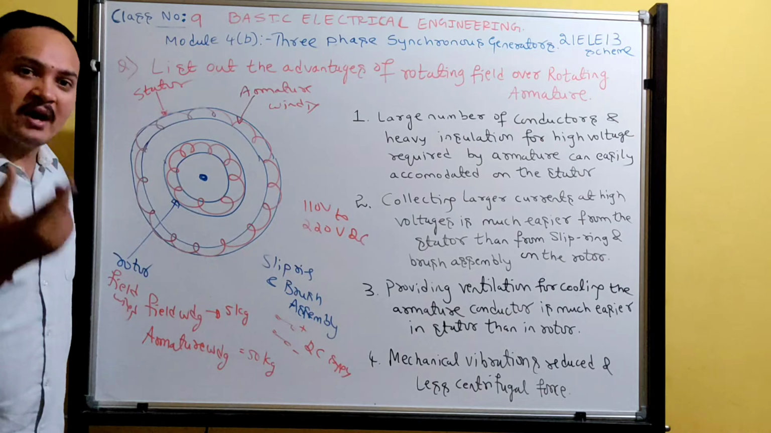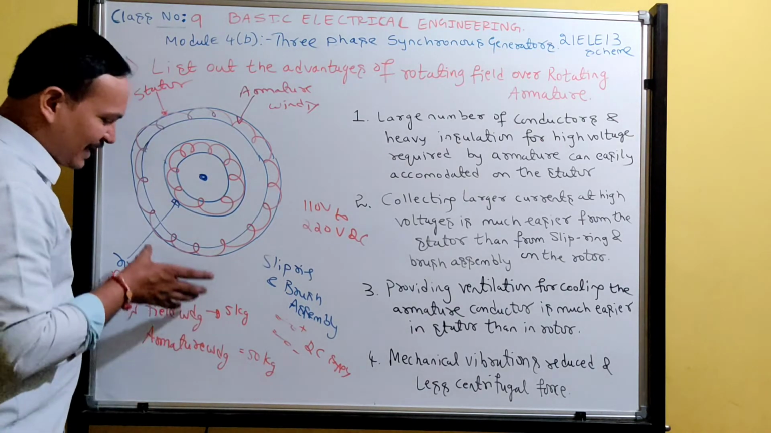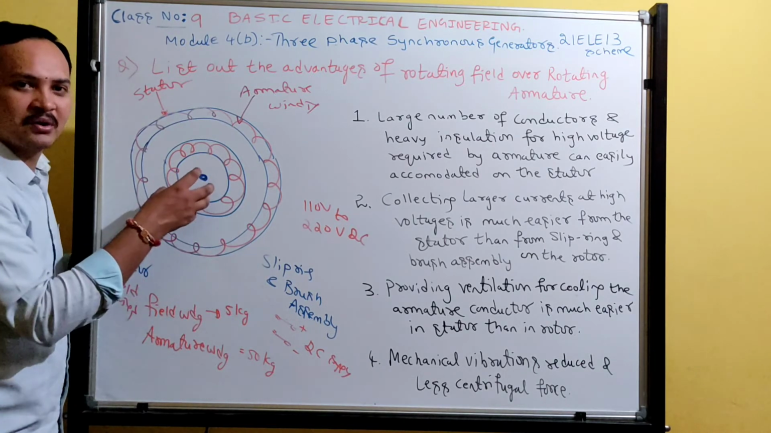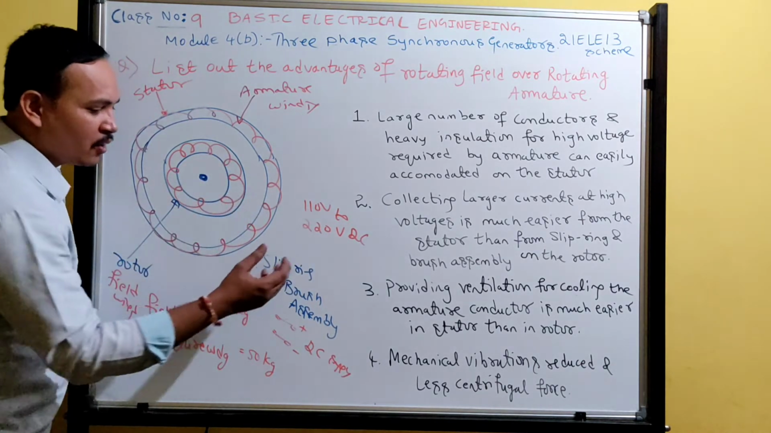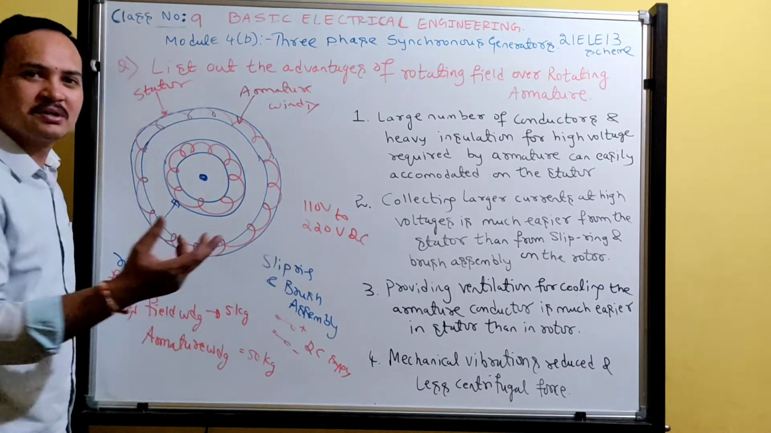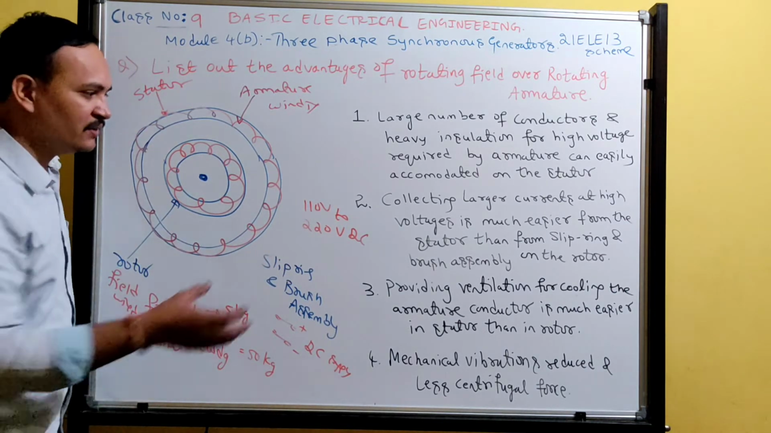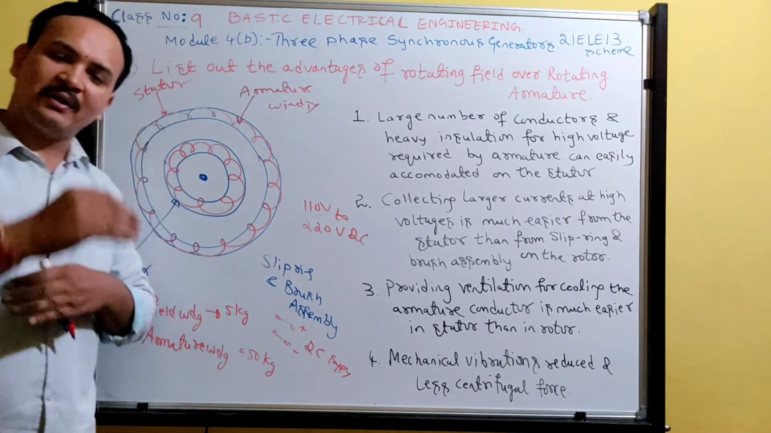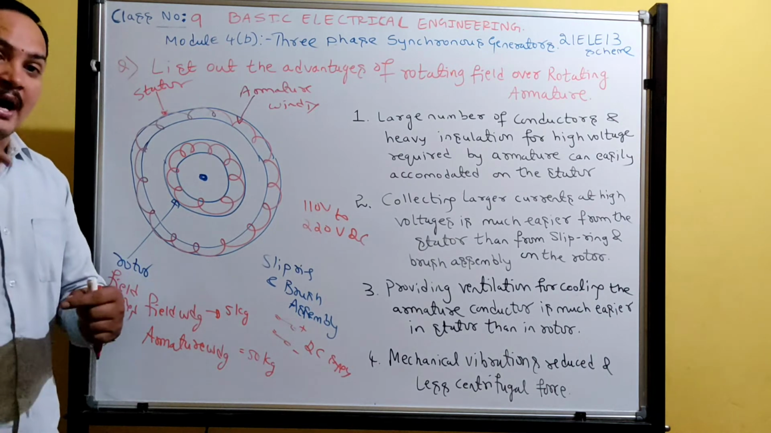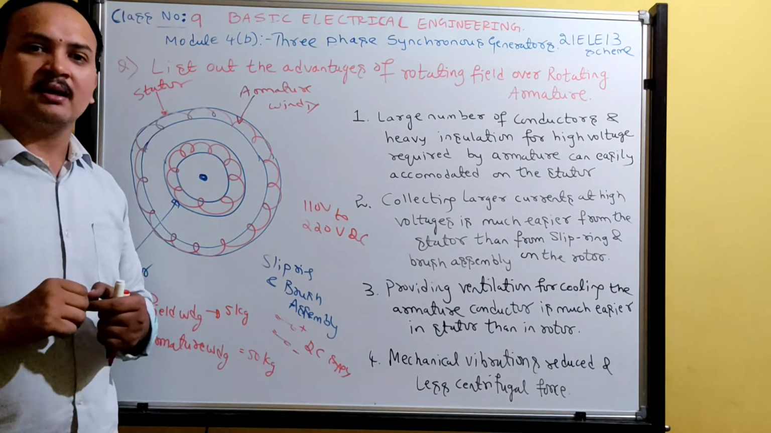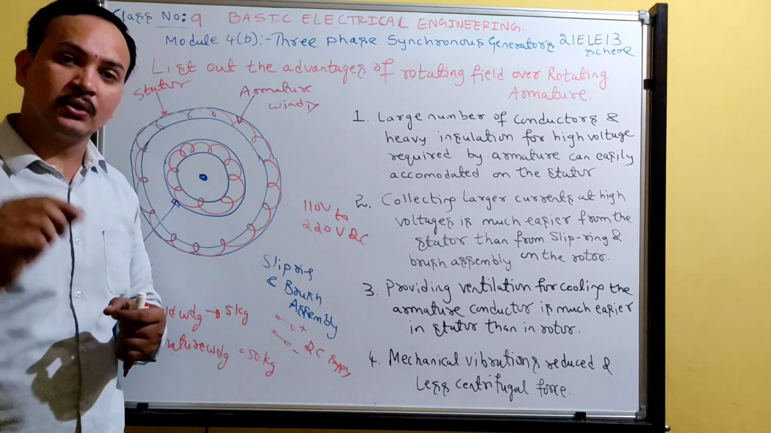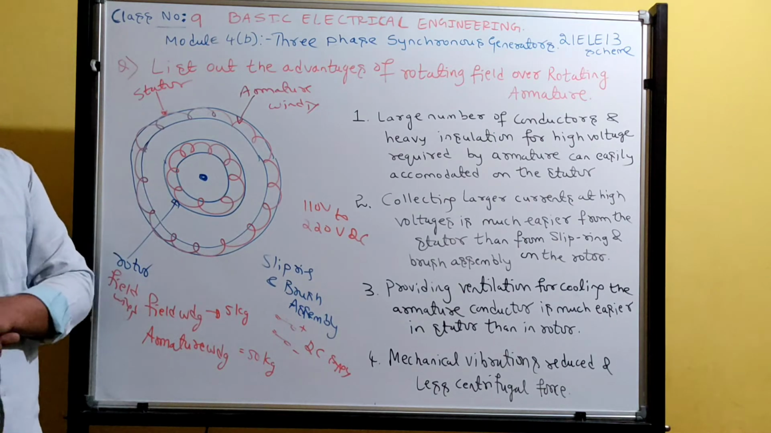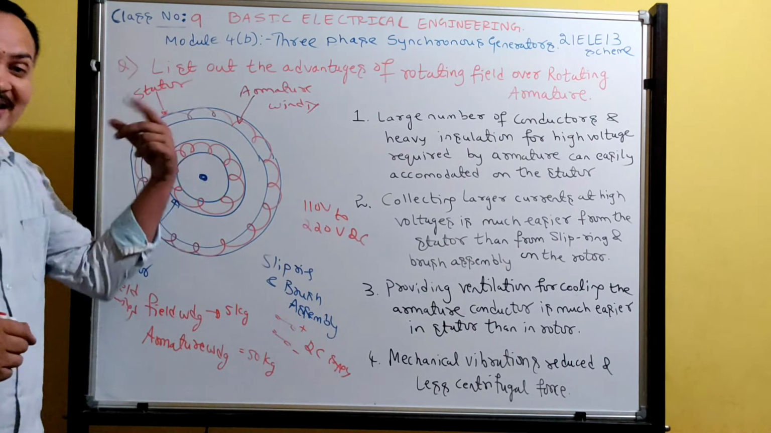Okay. In order to avoid that, they are placing the high voltage winding in the stator and the field winding in the rotor. To excite this, how much voltage is required? 110 volts, 210 volts, 220 volts is sufficient. This is one advantage. If I rotate the field, how many slip rings are required? 2 slip rings. If I rotate the armature, you need 3 slip rings. And there is a limitation that slip rings can withstand only up to 1000 to 1500 volts. Okay. In order to overcome that disadvantage, we are rotating the field instead of rotating the armature.